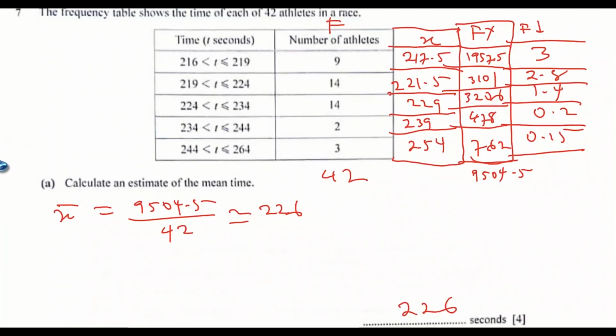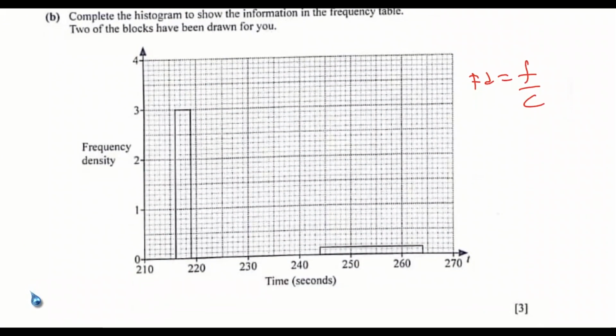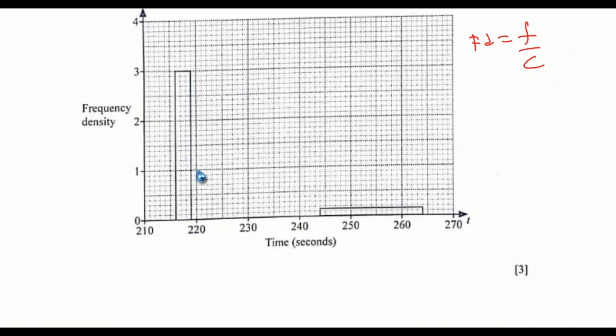If you scroll down, you see that when the frequency density is 3, the class interval is between 216 and 219. That has been drawn for us. And when the frequency density is 0.15, the class interval is between 244 and 264. It has also been drawn for us. So we are left with the frequency densities of 2.8, 1.4, and 0.2 with their corresponding class intervals. I'll do that and show you the results.